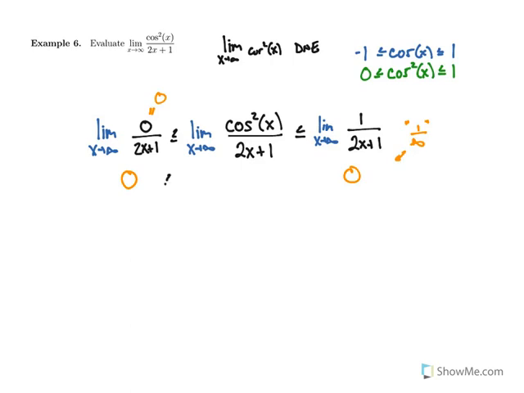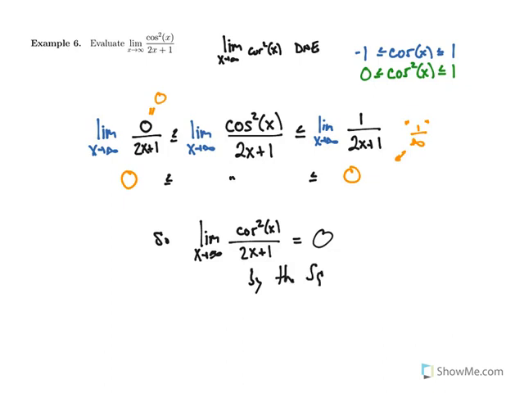So that means that our function is trapped in between 0 and 0. So we can say that the limit as x approaches infinity of cosine squared x over 2x plus 1 is equal to 0 by the squeeze theorem.